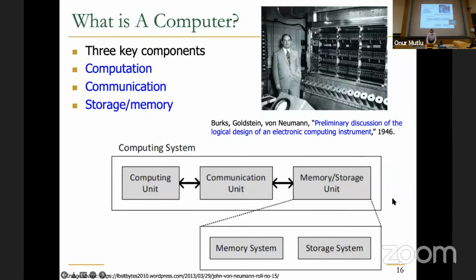This is a picture of John von Neumann, who is essentially the namesake father of the von Neumann model. And he discusses this computing system in this particular beautiful paper. And we will talk about the von Neumann model later on. Keep that in mind. Yes?